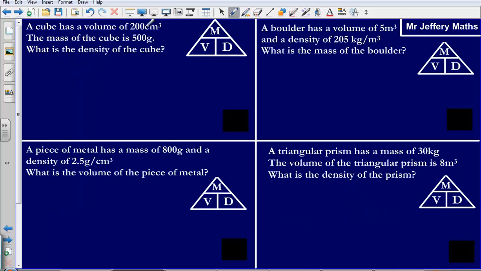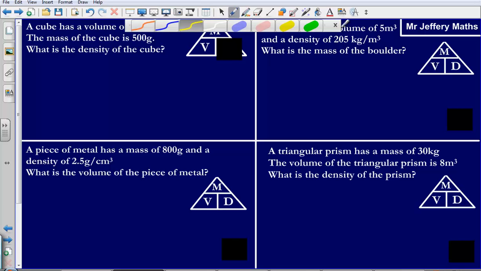Here we're told that a cube has a volume of 200 centimeters cubed. The mass of the cube is 500 grams. What is the density of the cube? Well, what I like to do is use that little formula that we were talking about a minute ago, and the way that I like to use these formulas is I like to cover up the thing that we're looking for. So we're looking for the density, so I'm going to cover that up.